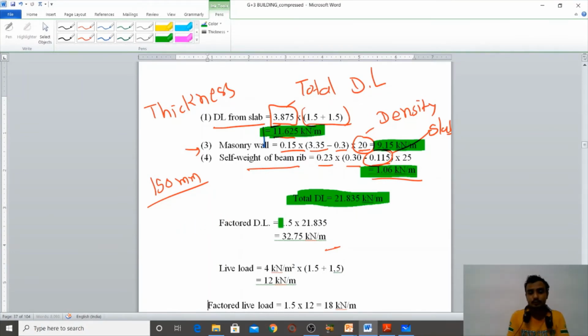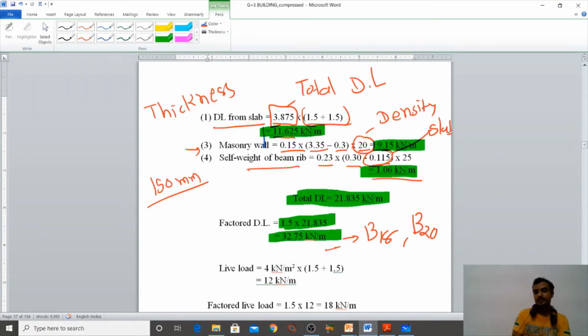Now we need the factored load. So multiply by 1.5 into 21.835. The factored dead load is 32.75 kilonewton per meter. These are the factored dead loads on B80 and B20.